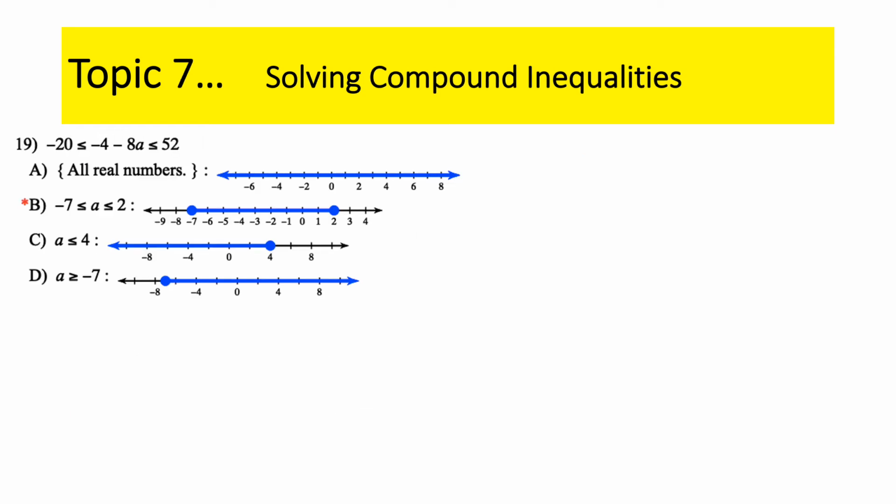Remember doing compound inequalities, right? Compound inequalities came in two flavors, ands and ors. All right, so let's do an and first. The and is the one where you have some inequality, some values, inequality, some value. See number 19 right there?